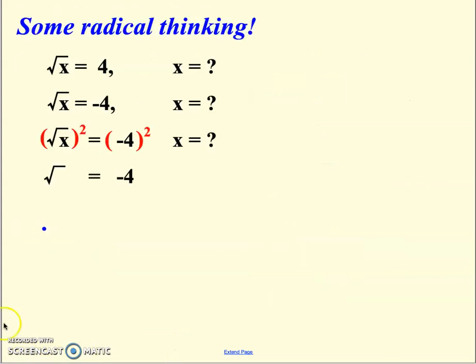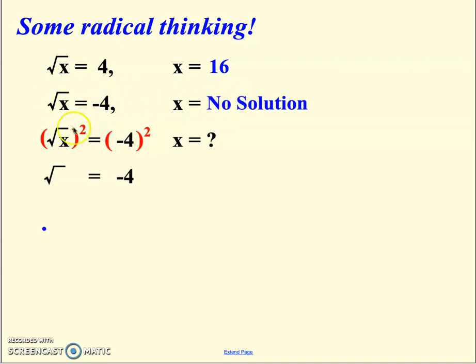Okay. Another thing to remember is some radical thinking. So let's think about what happens when you try to answer these questions. What would you square to get 4? 16. What would you square to get negative 4? Now we talked about that as not being possible, right? You can't take the square root of any number and produce a negative result.